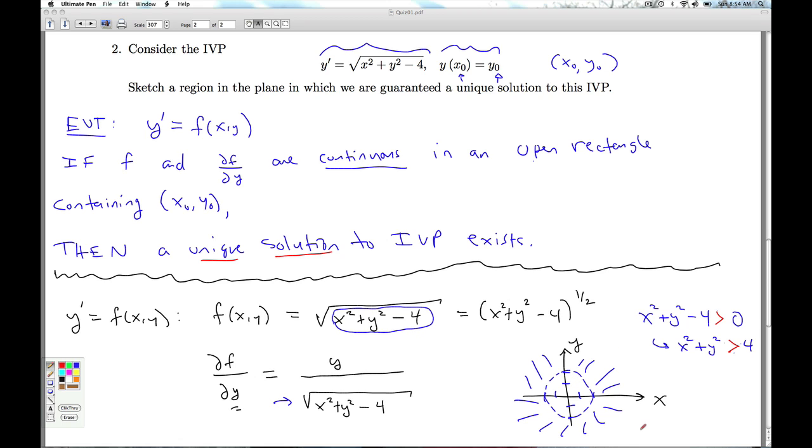Alright, so this is my region then. This is my final answer. It's everything outside the circle x squared plus y squared equals 4. If I pick any point x naught, y naught in that region as my initial condition, then I'm guaranteed one and only one solution to the initial value problem. So that'll do it for number 2, and that'll do it for quiz 1.